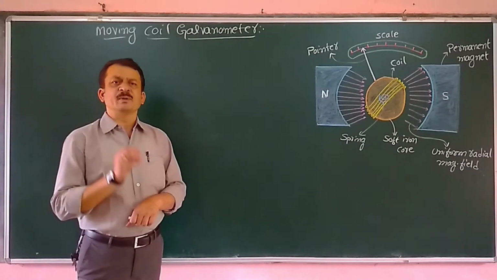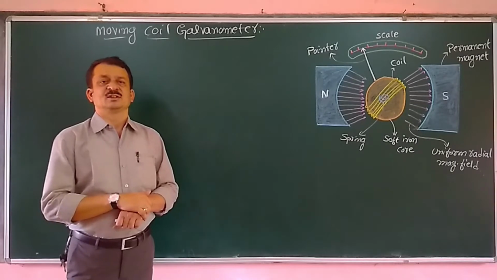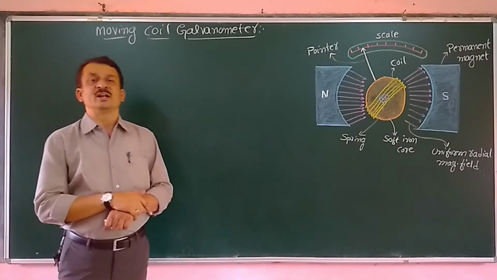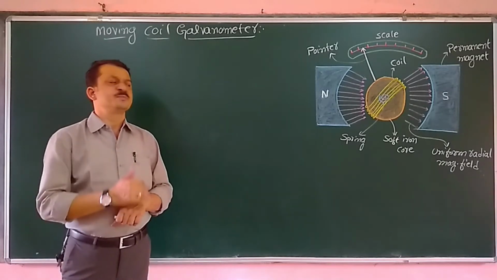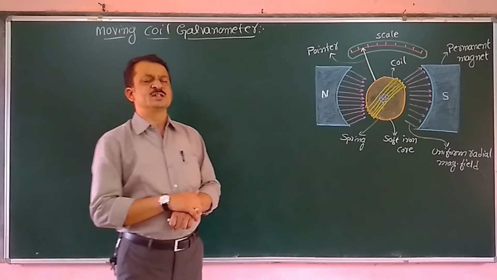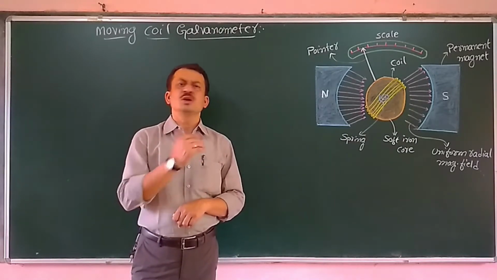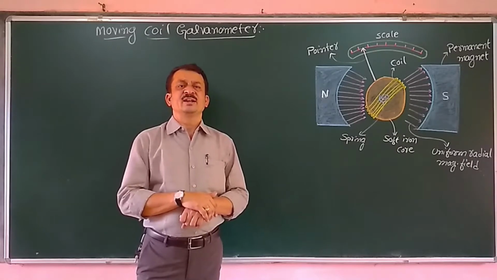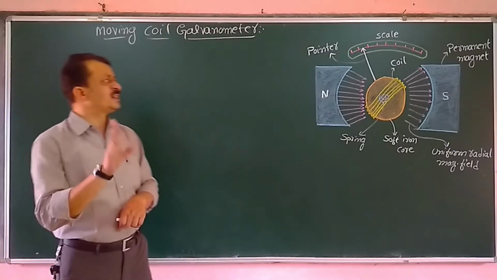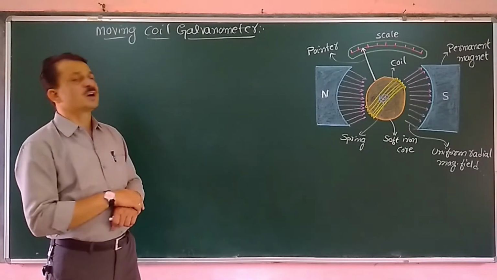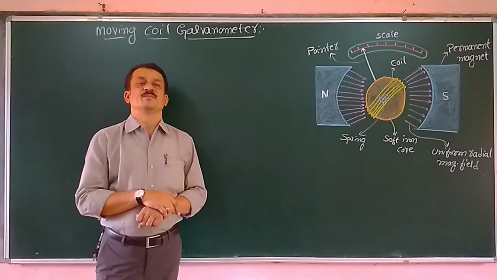That can be measured by using a device. The basic device is the moving coil galvanometer. The current is measured by using a device called the ammeter, and voltage is measured by using a device called the voltmeter. The ammeter and voltmeter basically involve this device called moving coil galvanometer.